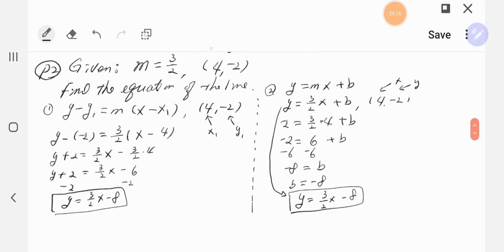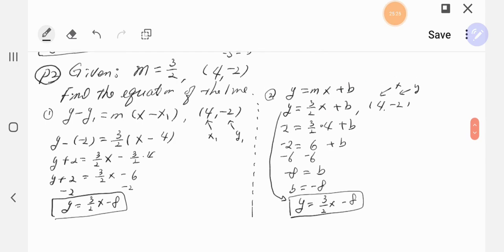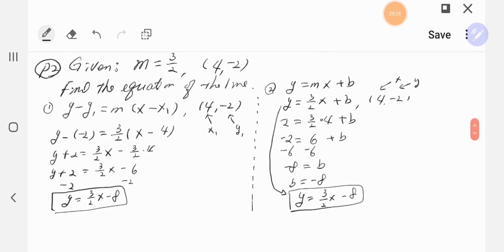So if the given point is y-intercept, then use slope-intercept form. But other than that, it doesn't matter. But I recommend using point-slope formula. I recommend this point-slope formula.